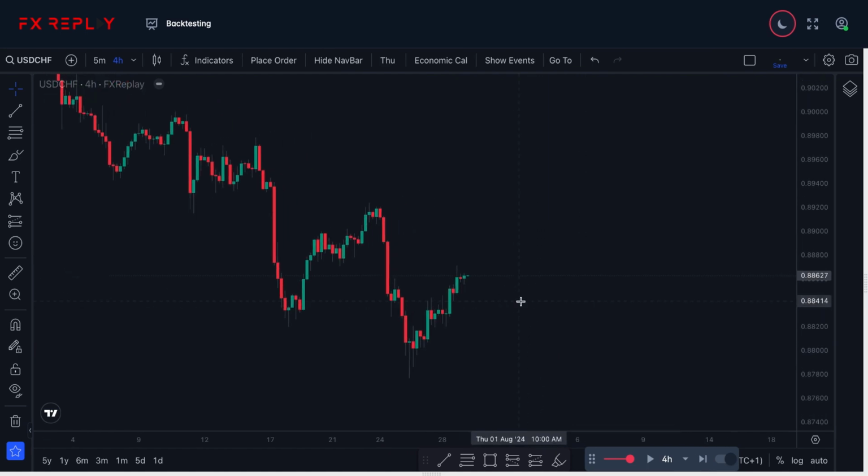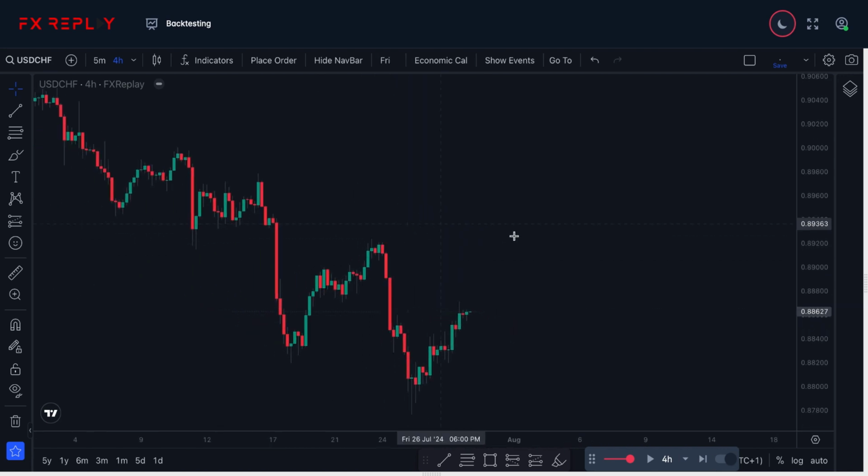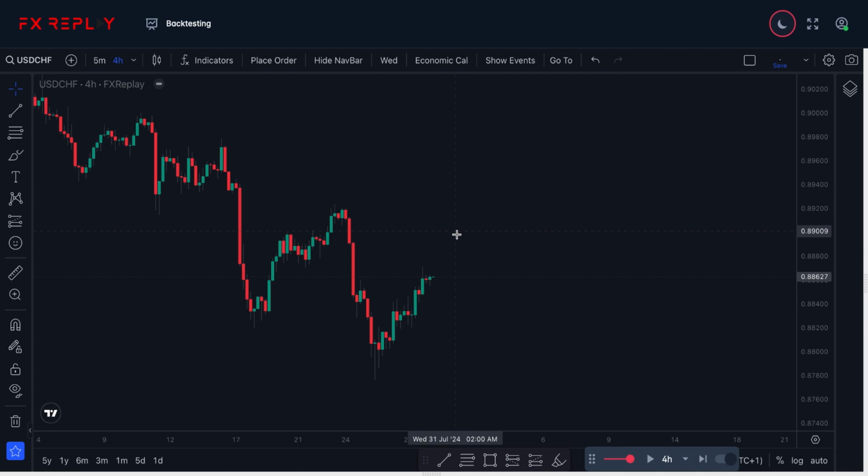So yes, I use FX Replay as my backtesting software because I cannot go back in price on TradingView. So I use FX Replay to go back to my trade setups. This trade was a trend continuation setup.